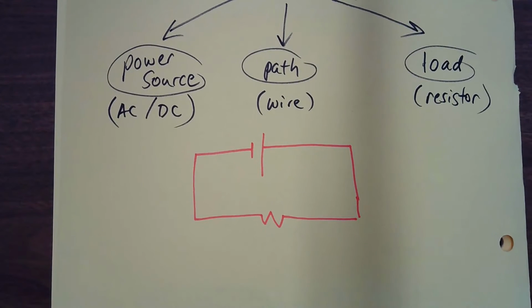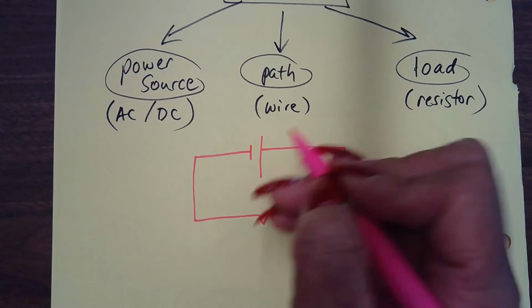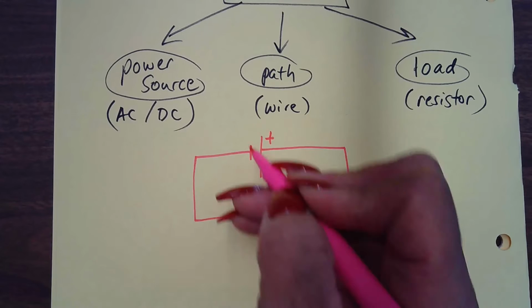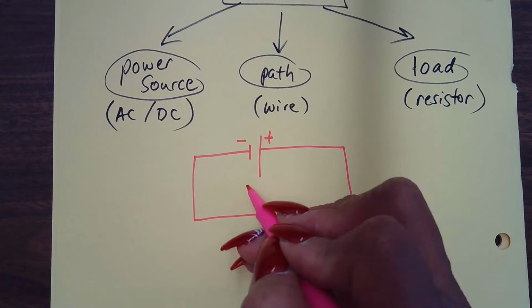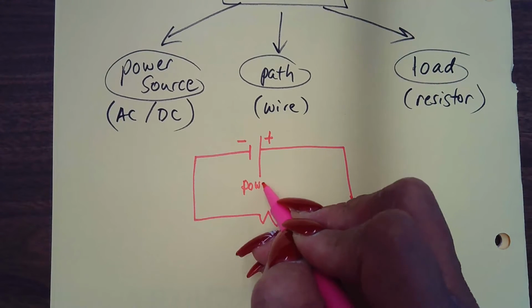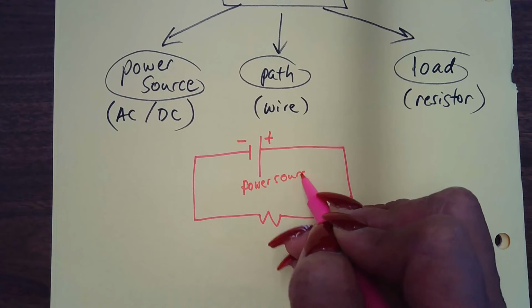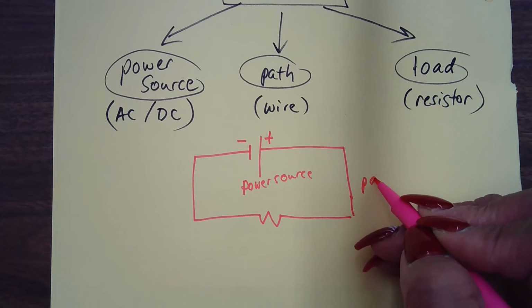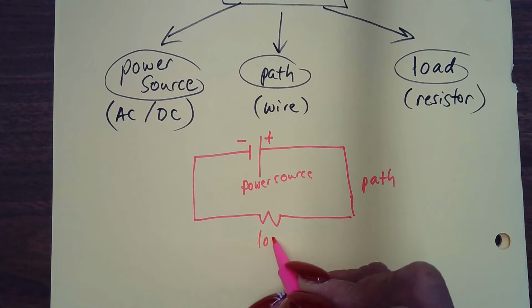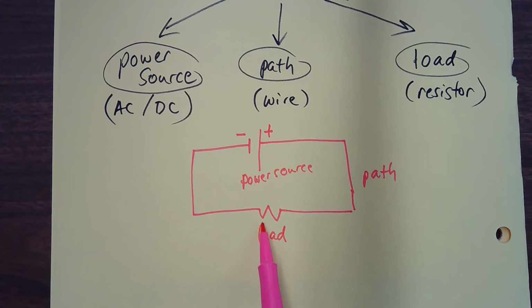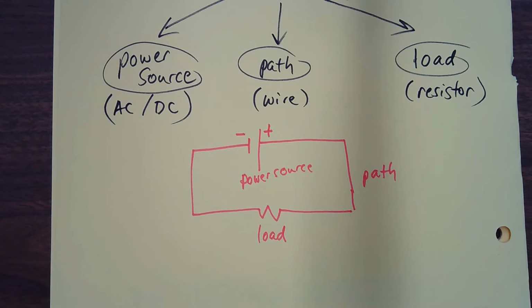There you go. So this is your power source. You have a positive and a negative terminal. That's your power source. And this is your wire, which is your path. And this is the load. It looks like a monster fang, because that is the one that uses up the electrons and spits them right back into the system.